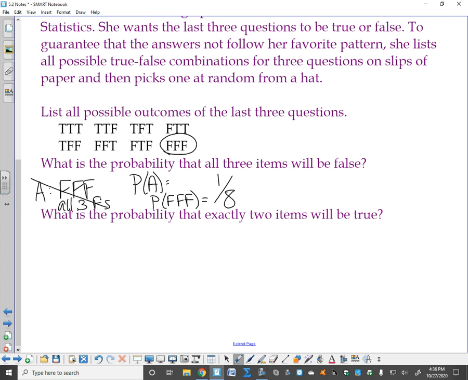What is the probability that exactly 2 will be true? Okay, we'll define event B, 2 T's. Probability of event B, let's see, 2 trues. 1, 2, 3. 3 out of 8. Nice.